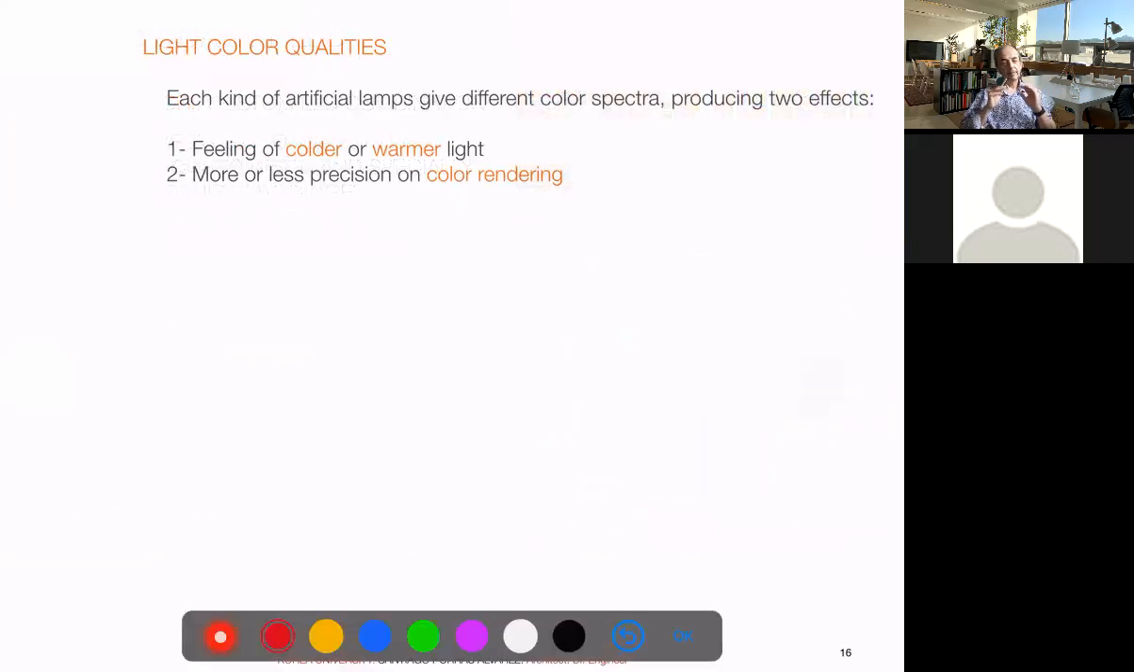So with that introduction, when we design with artificial light, we have qualitative aspects, things related to the quality of light, and then quantitative aspects. Let's go to the qualities first. First is the feeling of colder or warmer light. And the second, which we commented on first, is the precision of color rendering. How accurate is the perception of the colors when we see in light?